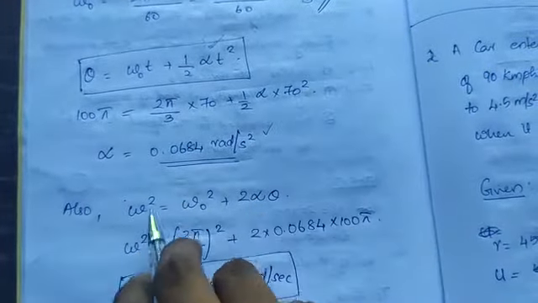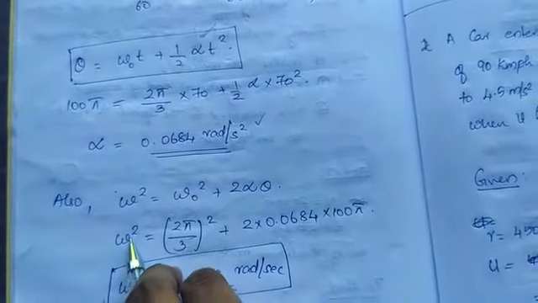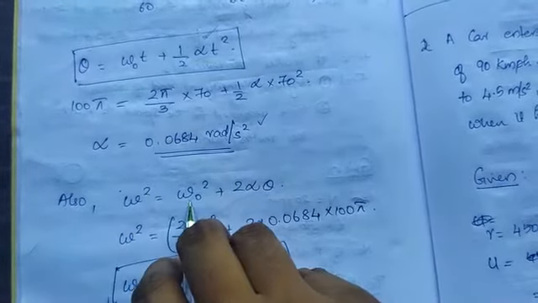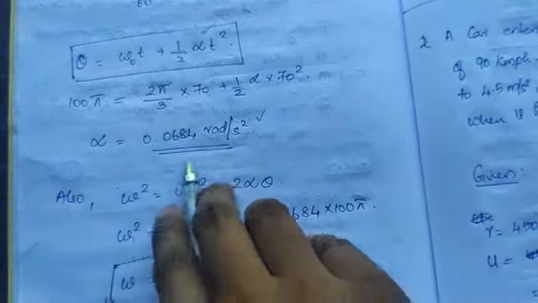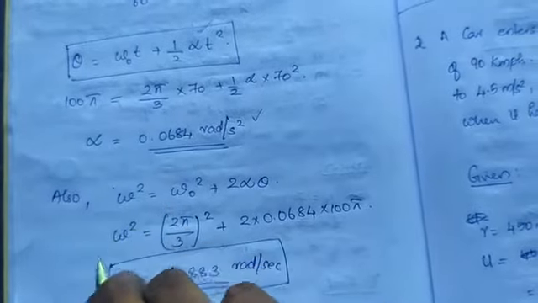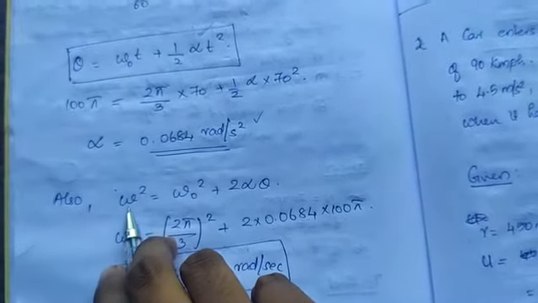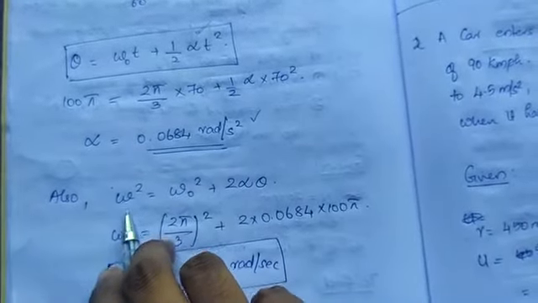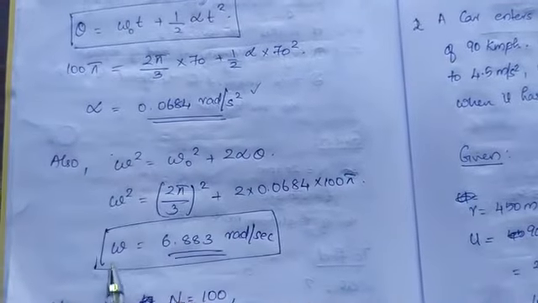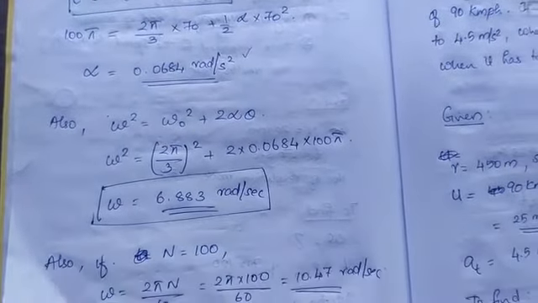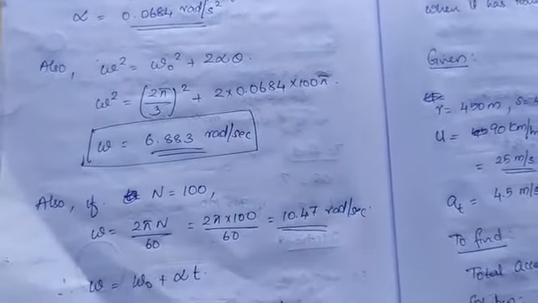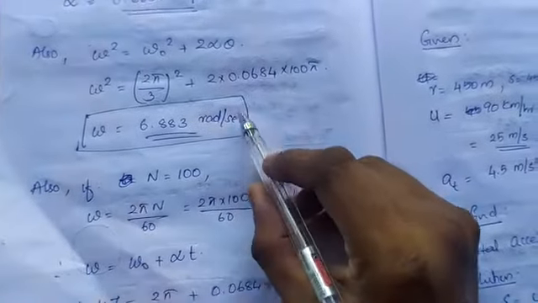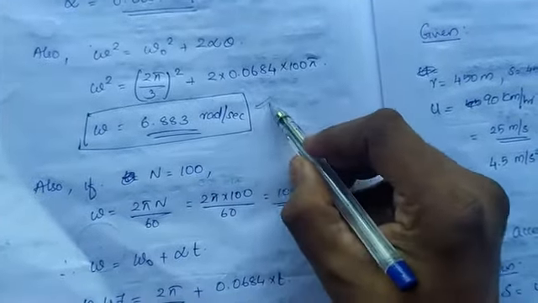Then you need to find the angular velocity. v square is equal to u square plus 2as, the same thing in curvilinear motion: omega square is equal to omega naught square plus 2 alpha theta. Substitute it, you will get omega is equal to 6.883 radian per second. And now this is the first case.